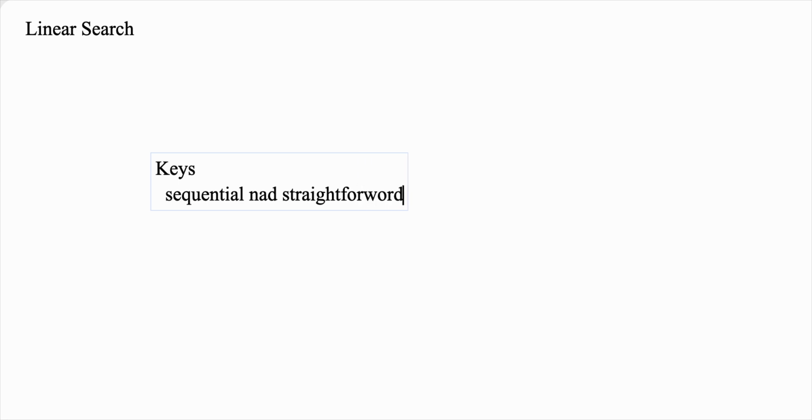We have some characteristics for the linear search. These are the keys. The first one is sequential and straightforward. Next, it works on both sorted and unsorted data.